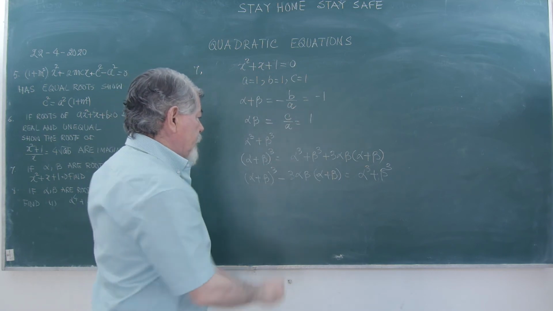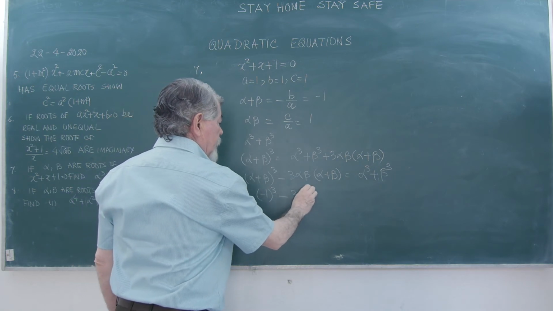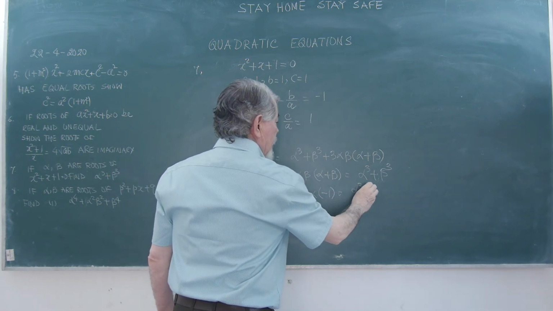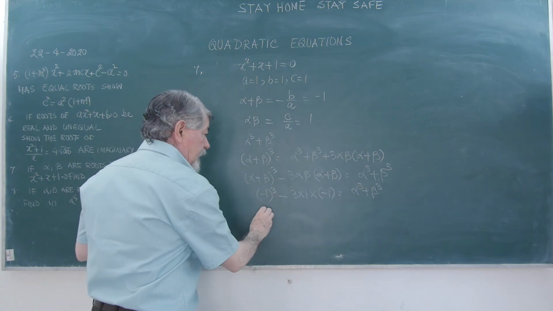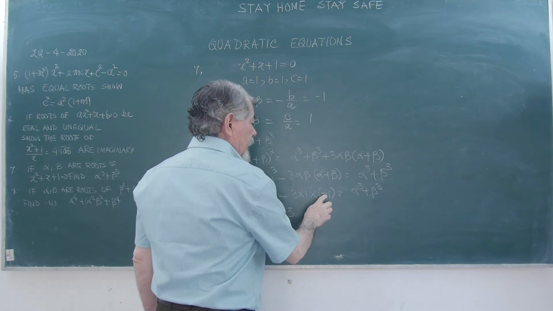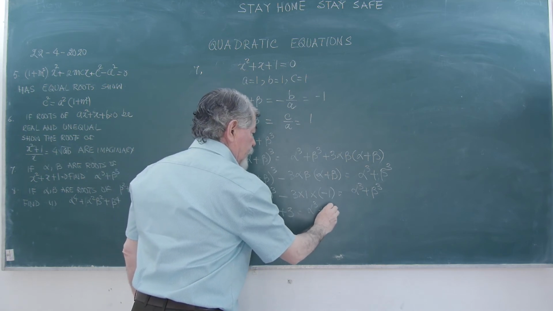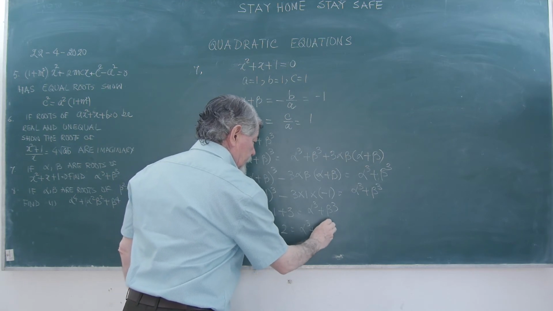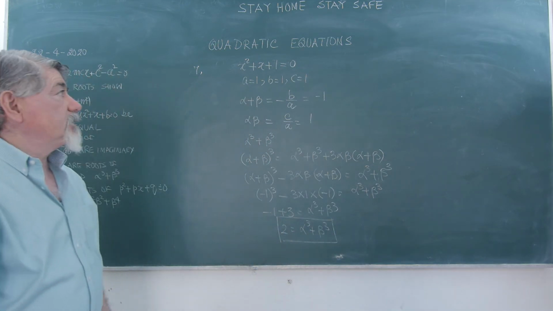Alpha plus beta is minus 1, so minus 1 to the power 3, minus 3 times alpha beta, which is 1, and alpha plus beta is minus 1. This will give you the value of alpha cube plus beta cube. Minus 1 to the power 3 is minus 1, and it will become plus 3. Minus 3 into 1 is minus 3, and into minus 1 is plus 3. So 2 will be the value of alpha cube plus beta cube. That is what he wanted. He wanted you to calculate the value of alpha cube plus beta cube.